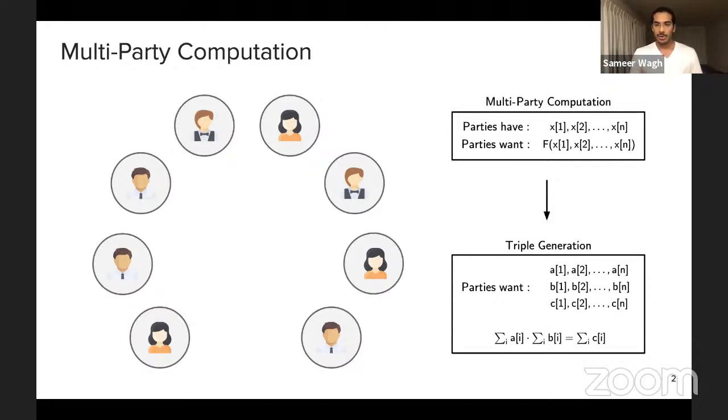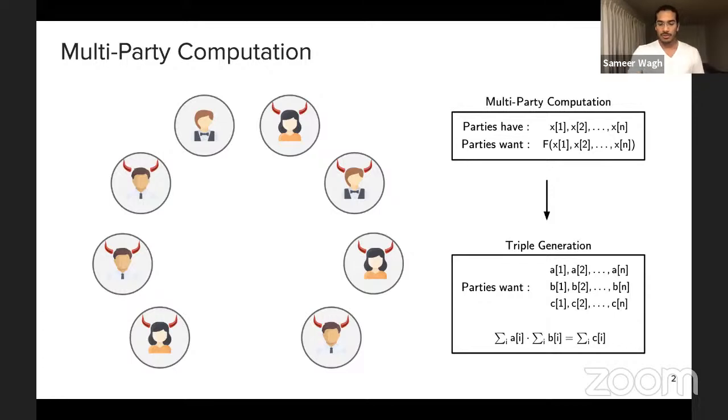Before I proceed into talking about the details of this, I want to mention that this entire work is in the dishonest majority corruption model. So in particular, you could have all but one party be maliciously corrupted, and they could all be collaborating with each other to break the privacy, and we still want to be able to achieve guarantees in this setting.